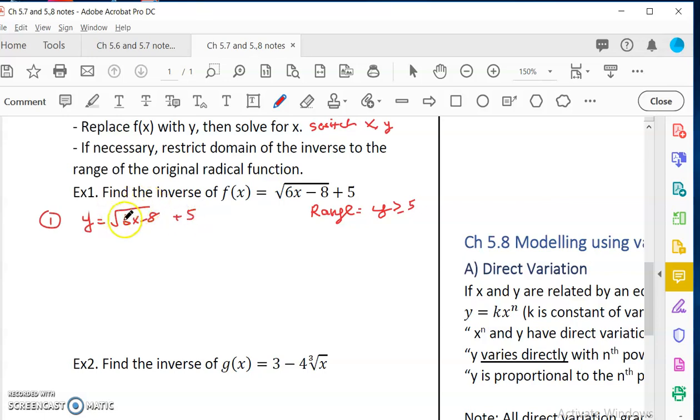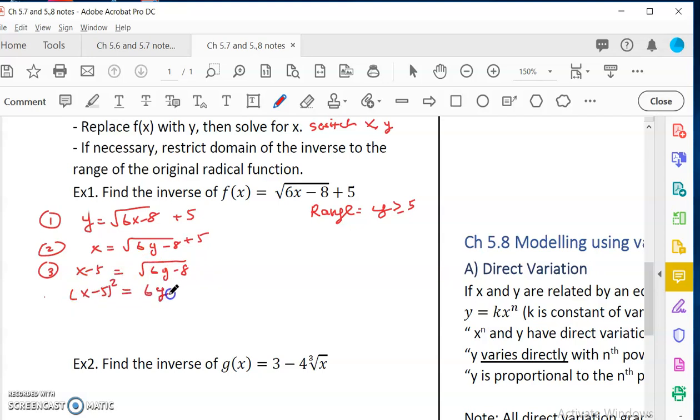I want to get rid of the square root by squaring it. So I do the second step, switch x and y. x is equal to the square root of 6y minus 8, plus 5. So solve for y now. The third step is always solve for y. So x minus 5 to get rid of the 5, giving the square root of 6y minus 8. Okay, so we can continue to solve. To get rid of the square root, we want to square it, right?